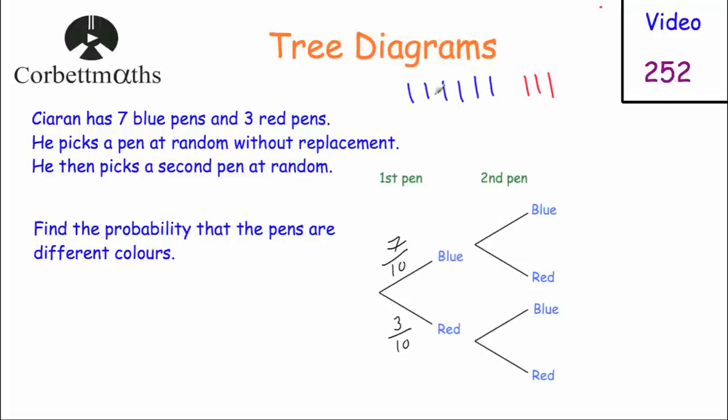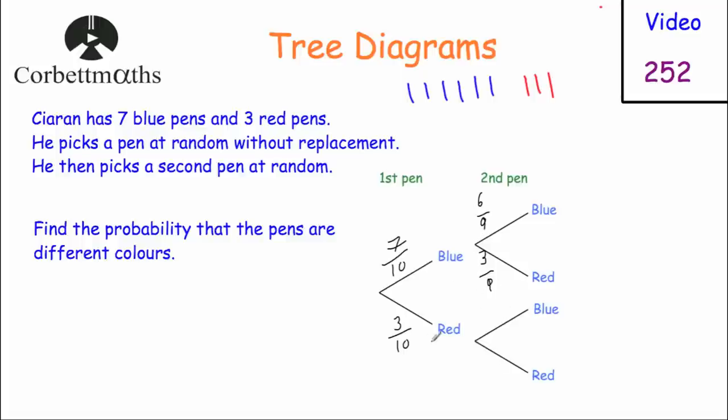So altogether, he's now got 6 blue and 3 red. So the probability of a blue pen, well, there's 9 pens altogether, so there's going to be 9, and there's 1, 2, 3, 4, 5, 6 blue pens. So the probability of the second pen being blue would be 6 ninths. So if Kieran took a blue pen to begin with, the probability of the second pen being blue would be 6 ninths. If he took a blue pen to begin with and we want to know the probability of it being red, well, there's 9 pens and 1, 2, 3 of them are red. So the probability of the second pen being red, if the first pen was blue, would be 3 ninths. Okay, so these are the probabilities if he took a blue pen to begin with.